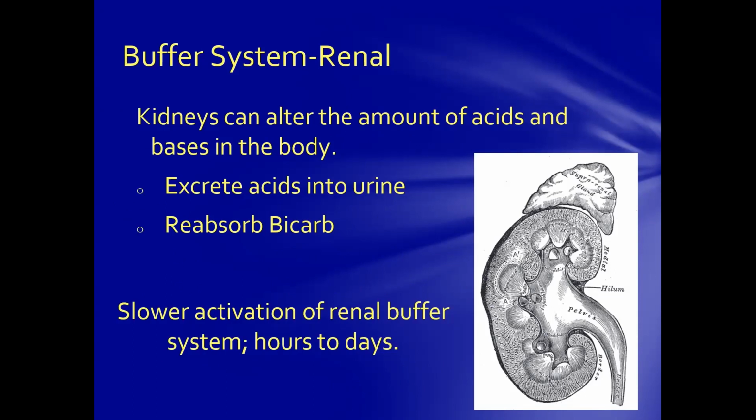The other buffer system that we need to talk about is the renal system. Our kidneys can alter the amount of acid and bases in our body, and we can excrete acids into our urine, or we can reabsorb bicarb. Now, this buffer system is a slower activation and generally takes hours to days after the initial abnormal pH is noticed. Therefore, ultimately, we start the buffer system with our respiratory system, if possible, and then allow time for our kidneys to kick in and either excrete acid or reabsorb bicarb to maintain homeostasis and a normal pH of 7.35 to 7.45.